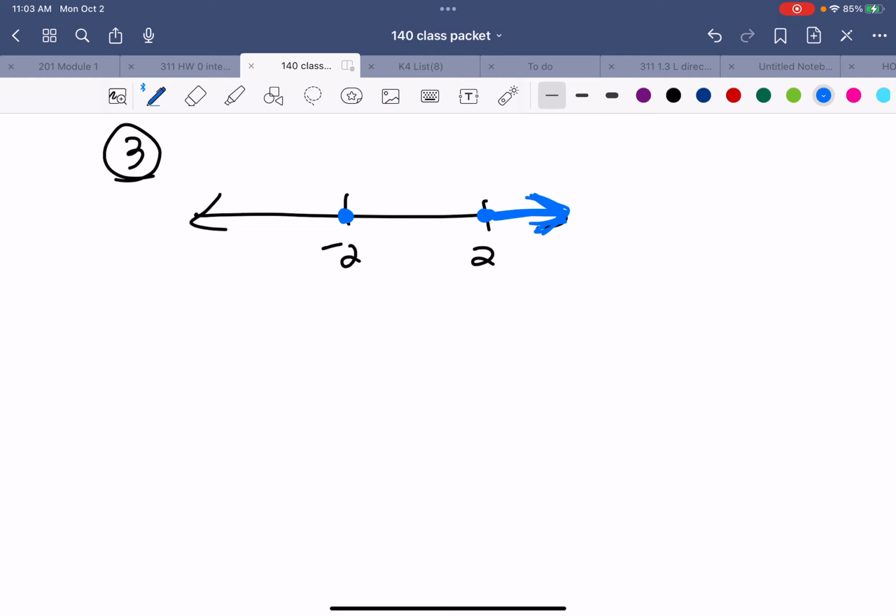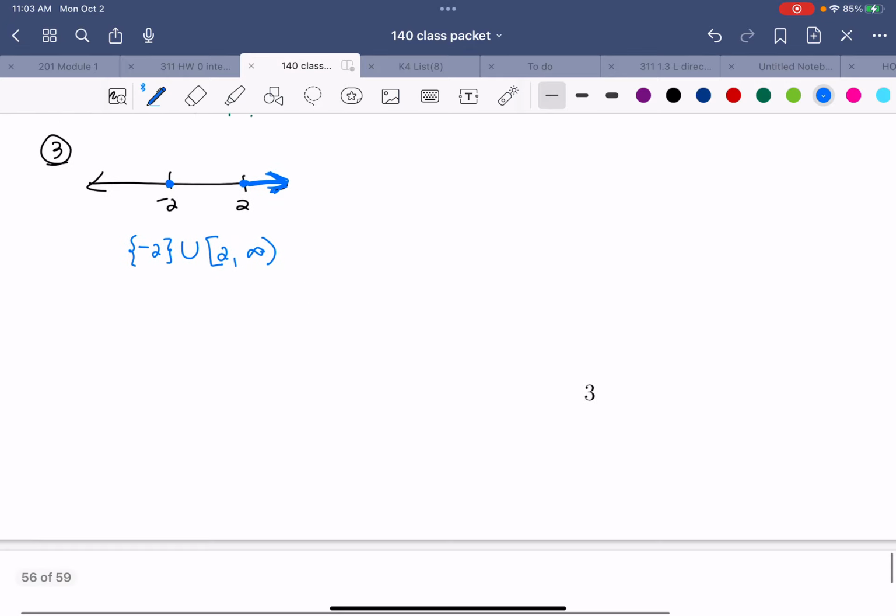The way you would enter this into WebSign, if you're looking at interval notation, that -2 by itself, we write with braces around it. It's just a single point. Union, the interval, we're going to include our 2 and go off to infinity. So that's what my answer would look like.